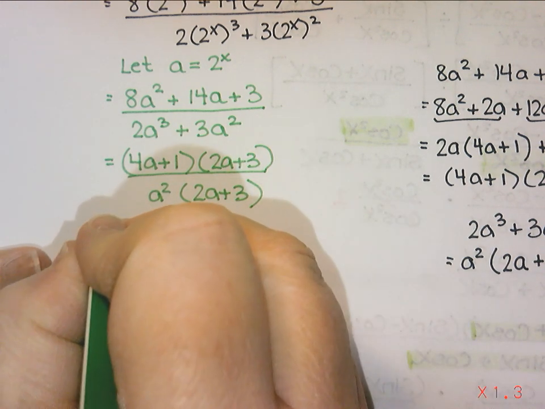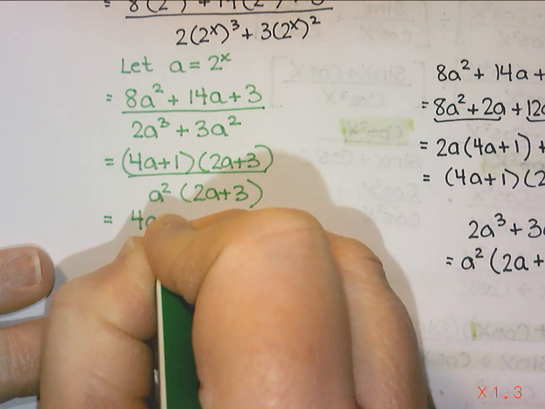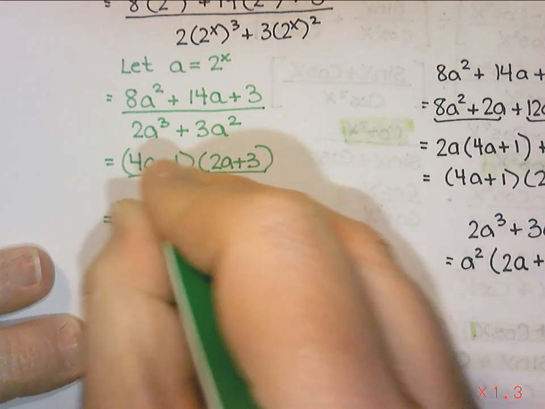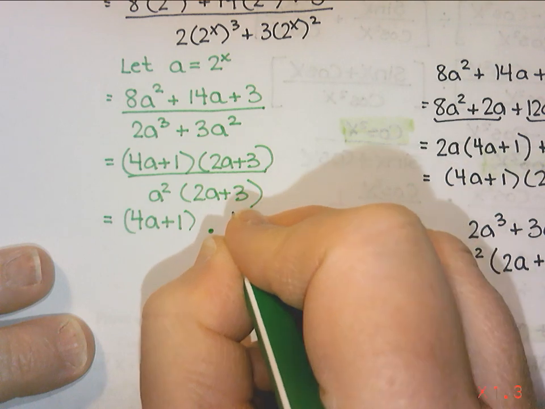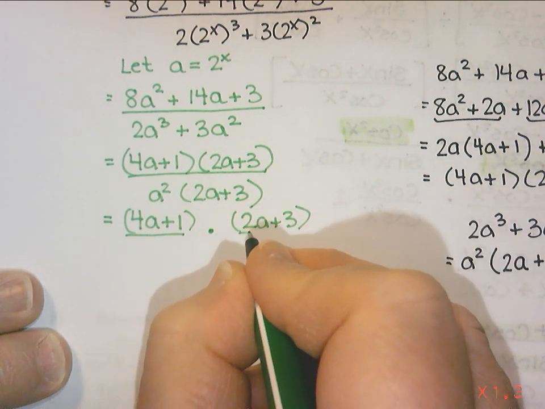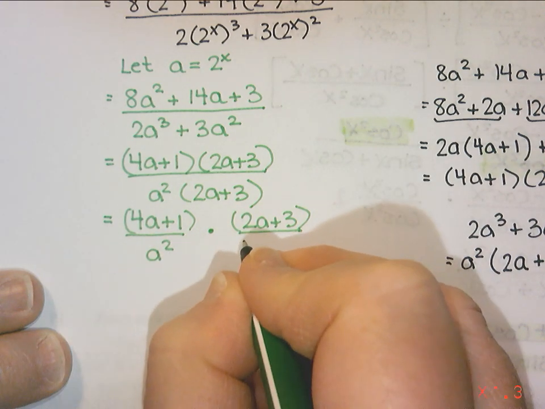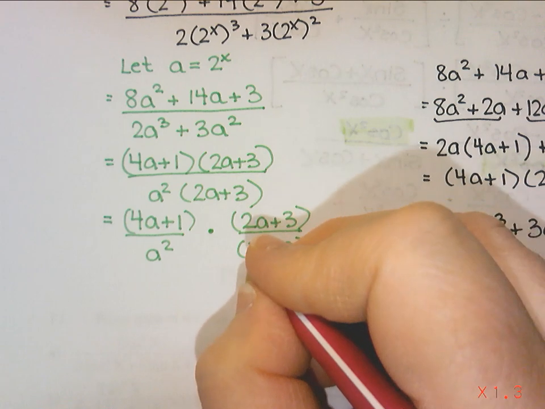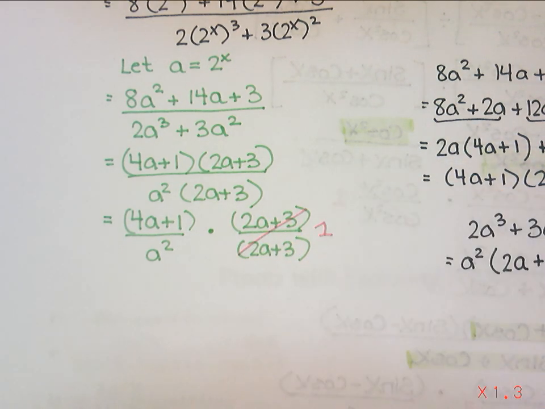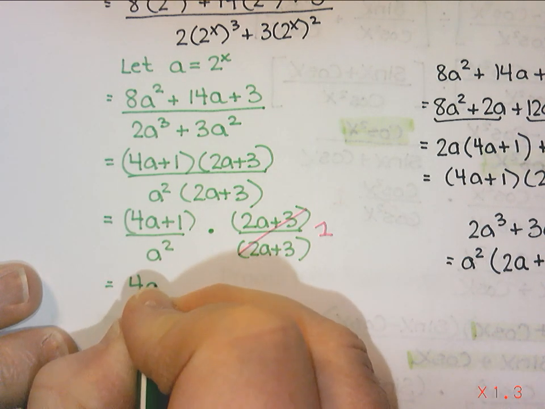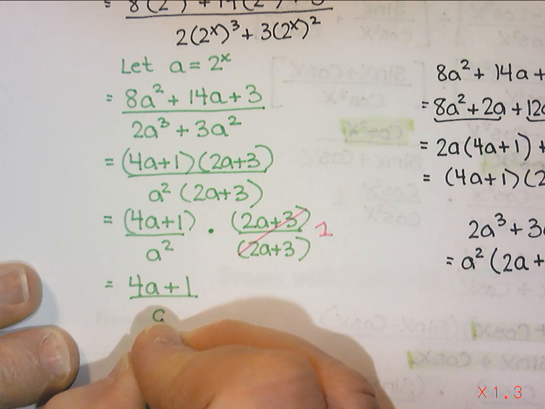Now, you don't need this step. This is just me showing a little bit more than we need to. I'm going to say the numerator is 4a plus 1 times 2a plus 3. And then on the bottom, we're going to do a squared and 2a plus 3. The 2a plus 3's are going to divide out and become a 1. And then anything times 1 is just itself. So this is going to be 4a plus 1 over a squared.